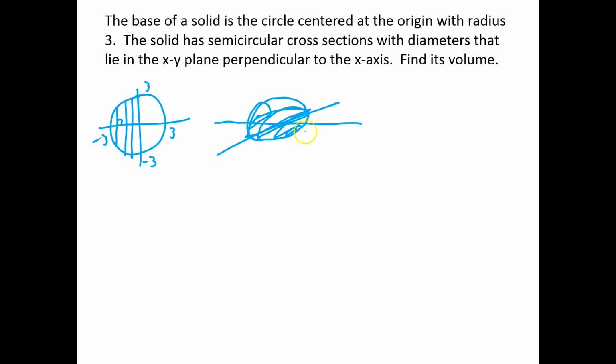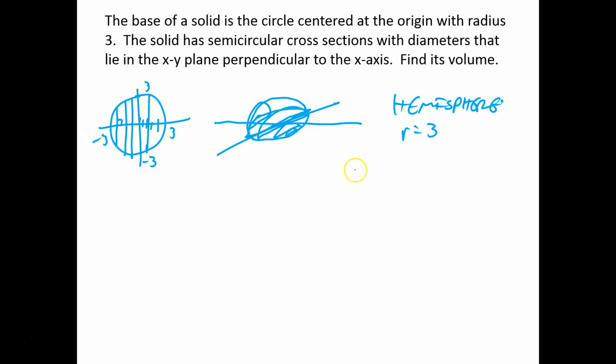It's going to be half of a sphere, or a hemisphere. It's a hemisphere with a radius of 3. Now we're going to use calculus to figure this out. At each x value here, the diameter is going to be different. It's going to be according to the function of the circle.